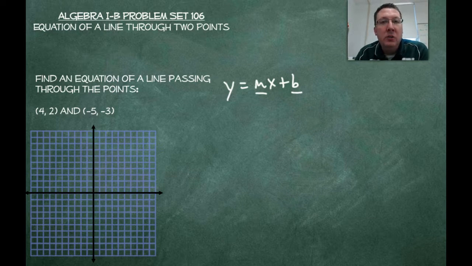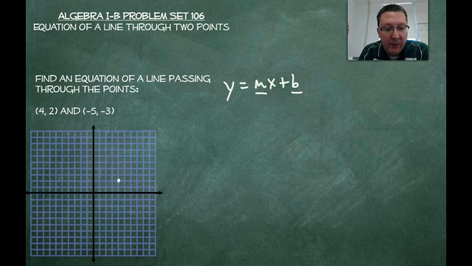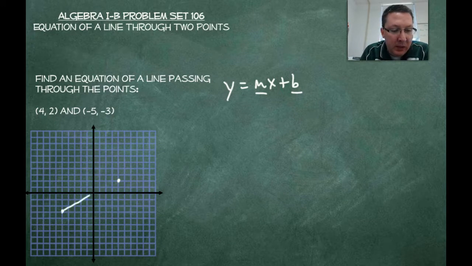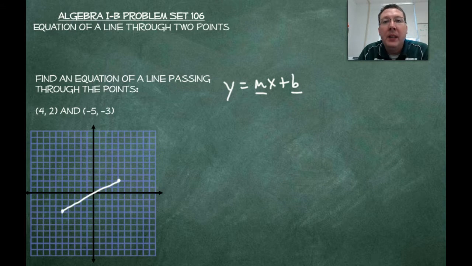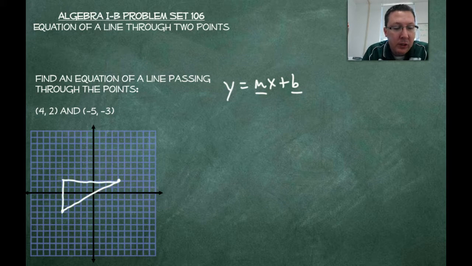One way is we can put the points on the graph and count rise over run. So if I take the point (4, 2), 1, 2, 3, 4, 1, 2, that's right here. And the point (-5, -3), 1, 2, 3, 4, 5, 1, 2, 3, down here. If I want the slope of a line passing through those 2 points, I count rise over run. So I see how far up and how far over we go.